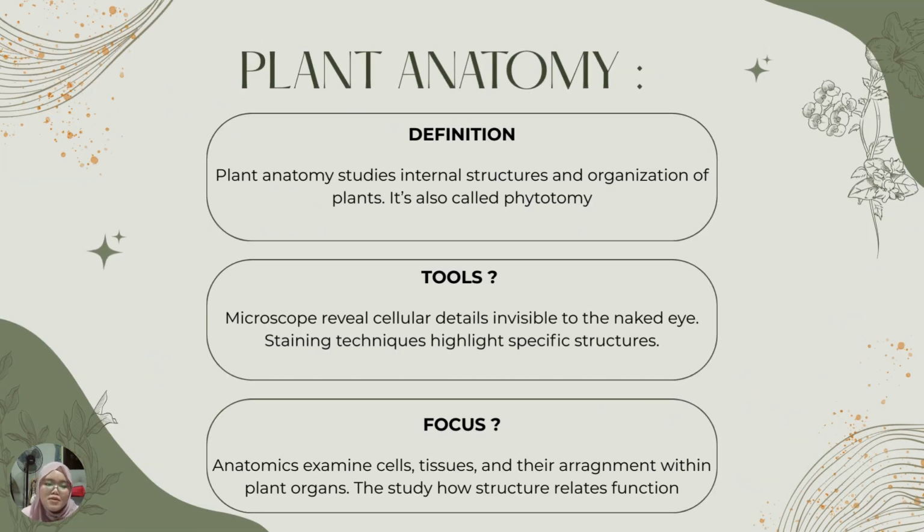Anatomy. Definition: plant anatomy studies the internal structures and organization of plants. It's also called phytotomy. Tools: microscopes reveal cellular details invisible to the naked eye. Staining techniques highlight specific structures. Focus: anatomy examines cells, tissues, and their arrangement within plant organs. They study how structure relates to function.